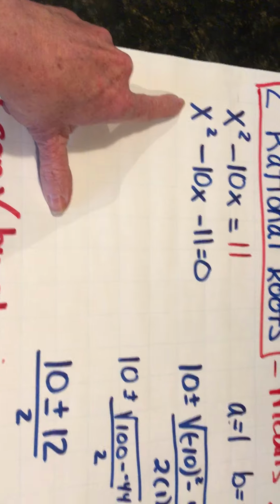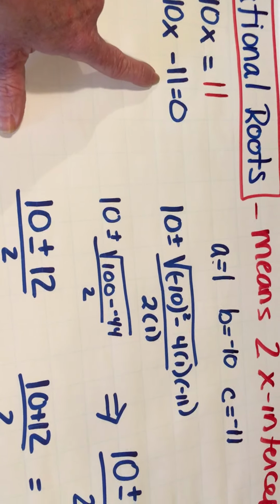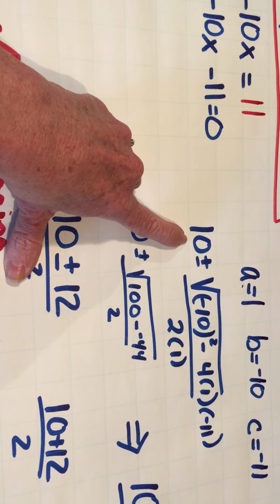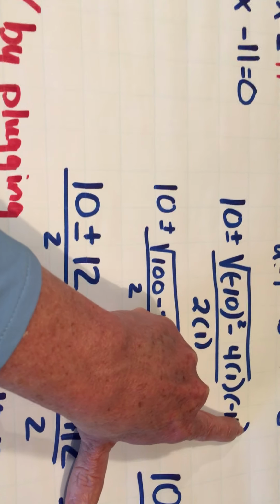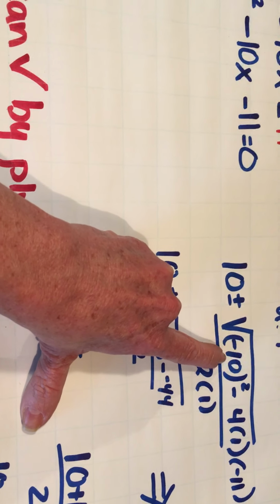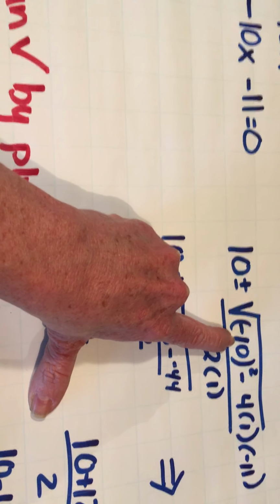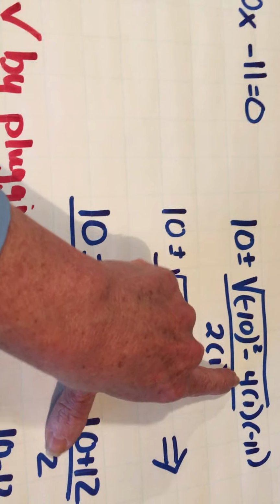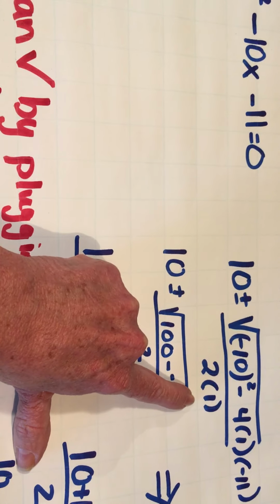Our a term is 1. Our b term is negative 10. Our c term is negative 11. So we're going to do the opposite of b, 10, plus or minus the square root of this whole thing. My square root sign should go out a little farther. Negative 10 squared. Remember, if you're going to use a calculator there, you have to use the parentheses or it will lie to you. It will give you a negative answer when it should be positive. Negative 10 squared minus 4 times 1 times negative 11, all divided by 2 times 1.